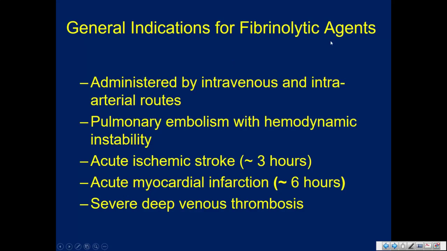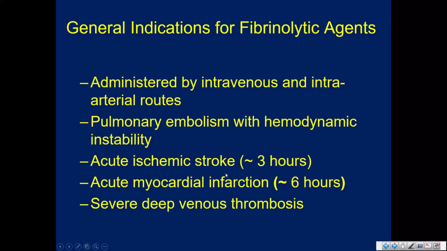Okay. When do we use them? Pulmonary embolism, or clots in the pulmonary vasculature. Very bad outcomes. Acute ischemic stroke. So this is a stroke caused by a clot in the cerebral vasculature, not a hemorrhagic stroke. These drugs, of course, are contraindicated in hemorrhagic strokes. These are ischemic strokes. And acute myocardial infarction, which is a blood clot in the coronary vasculature.